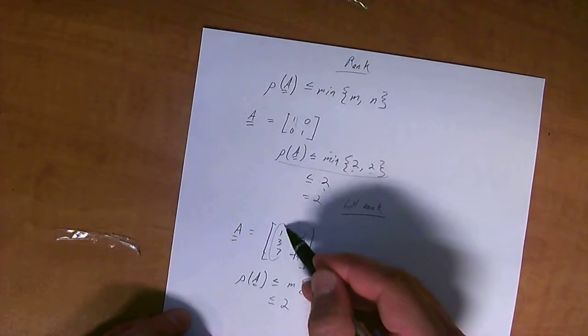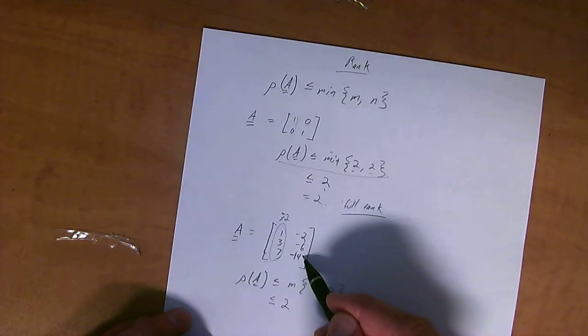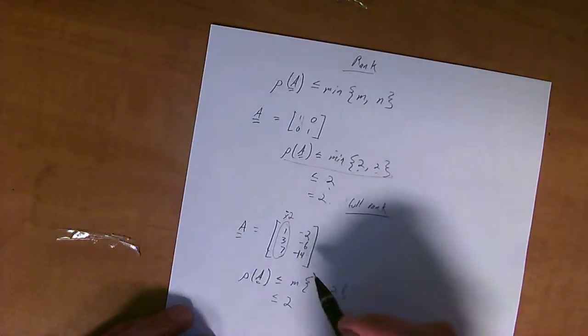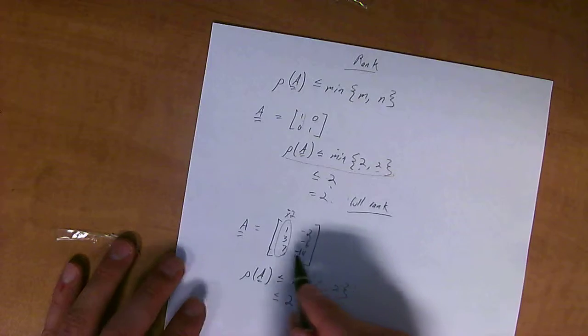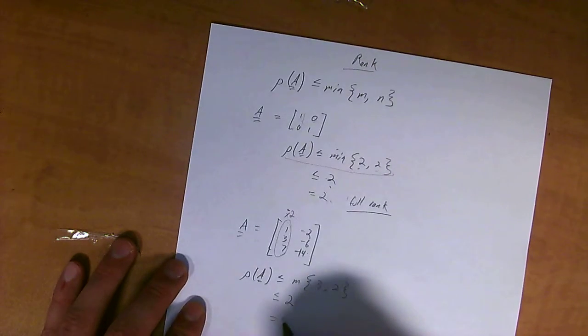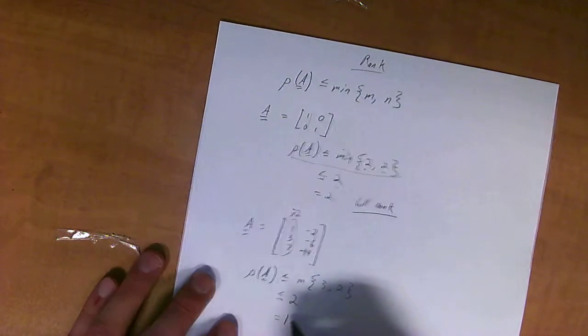If you multiply this column by negative 2, it's going to equal this column. So these two are not linearly independent. There's actually only one linearly independent column or row in this case. So that's going to equal 1, which is the number. So rank has to equal 1.